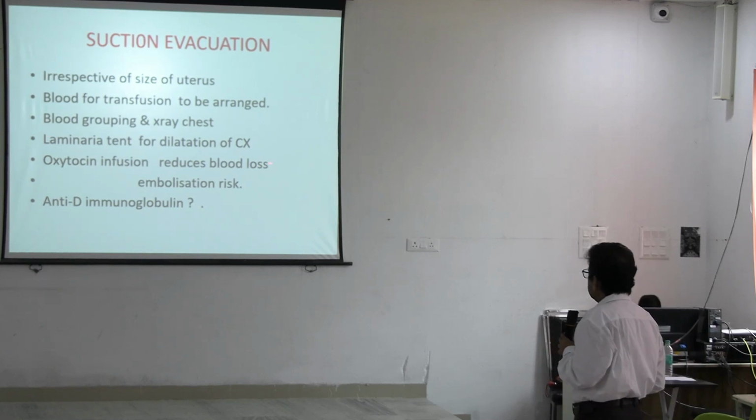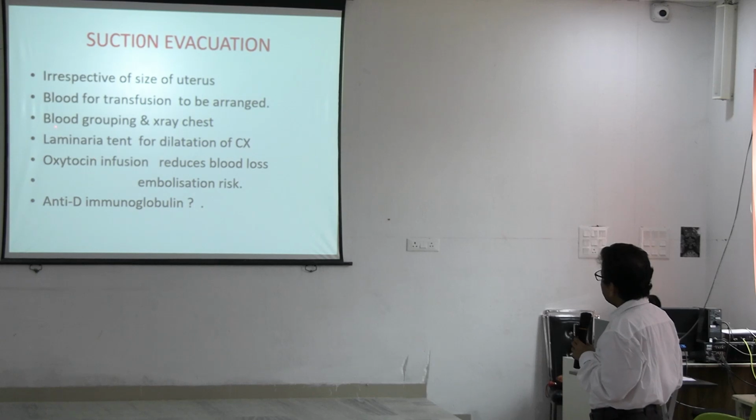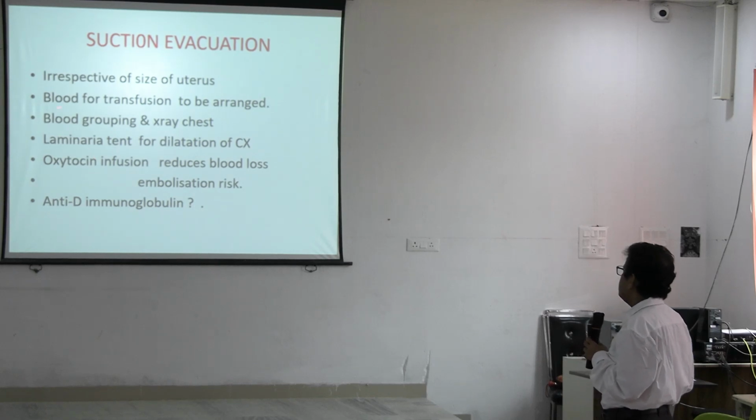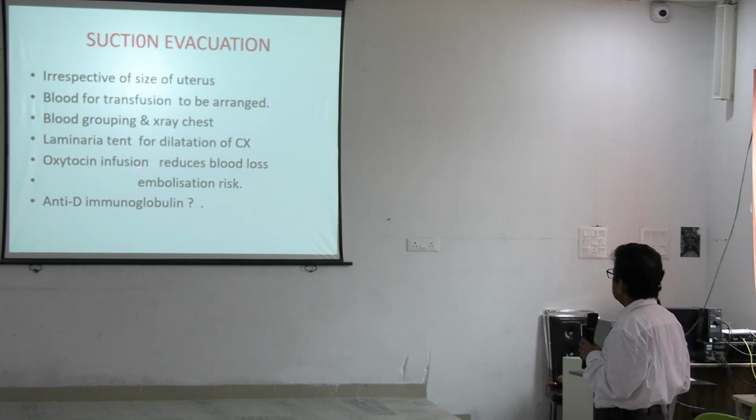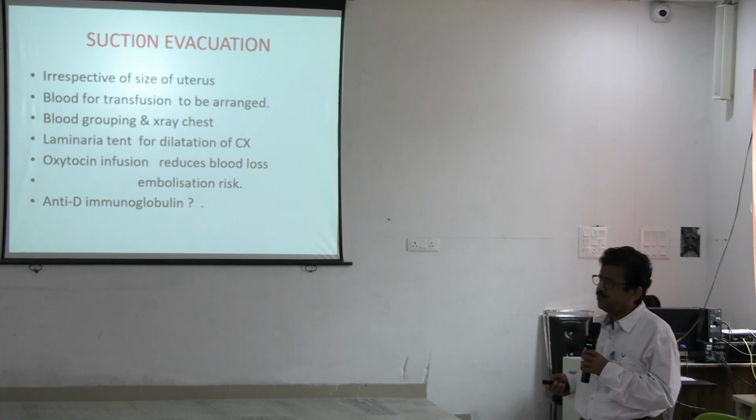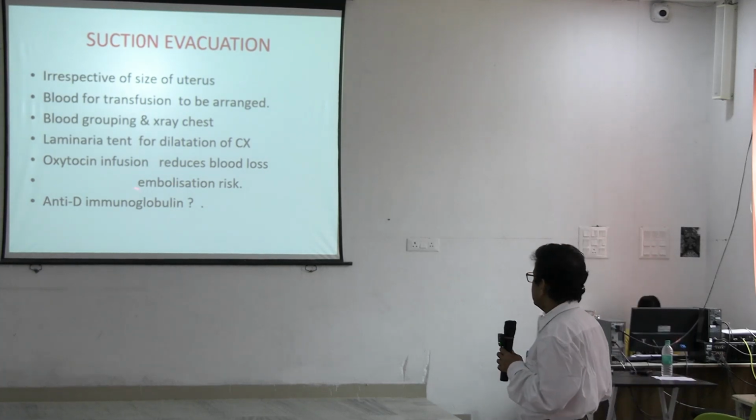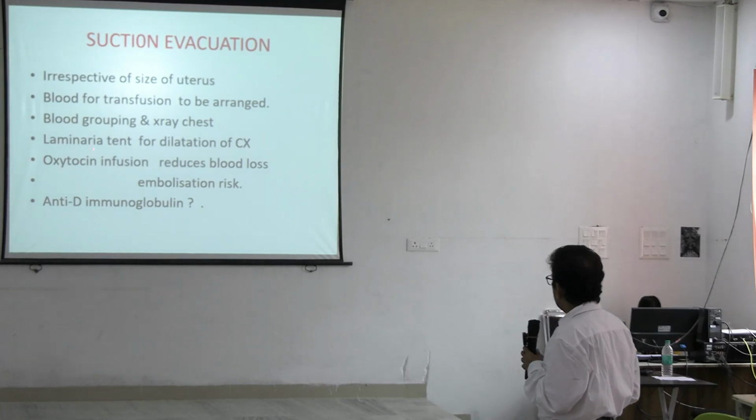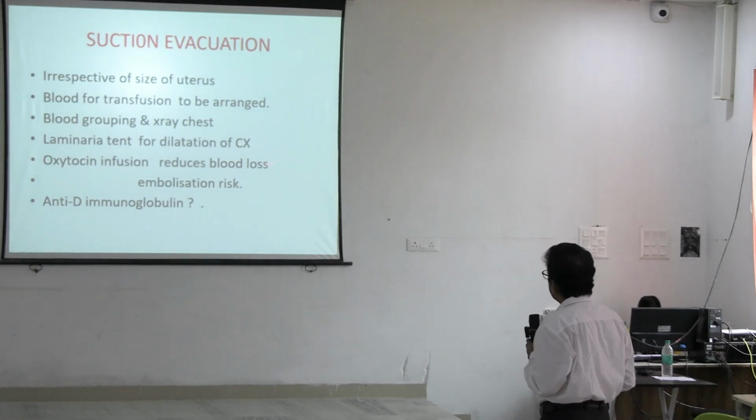So the cervix has to be made dilatable, either by laminaria tent or by prostaglandin. Then after dilatation, you have to introduce the suction cannula and oxytocin infusion. Oxytocin infusion will promote uterine contraction, and if uterine contraction is promoted, it will reduce the blood loss.